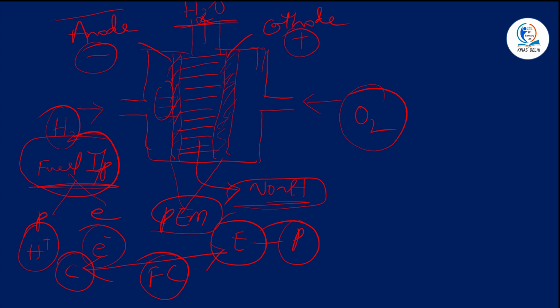It is basically an ion exchange electrolyte. The chemical reaction happens at the cathode, where protons, electrons, and oxygen combine to produce water and heat. This is the working process of a fuel cell. It is as simple as that. You need not think this is too technical.